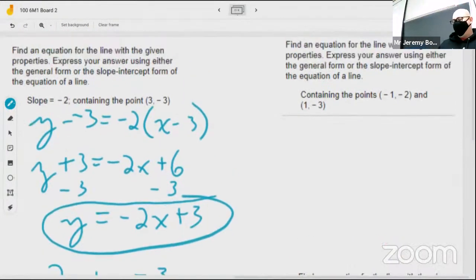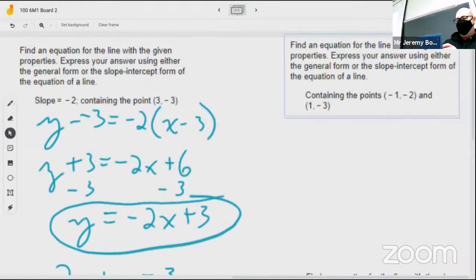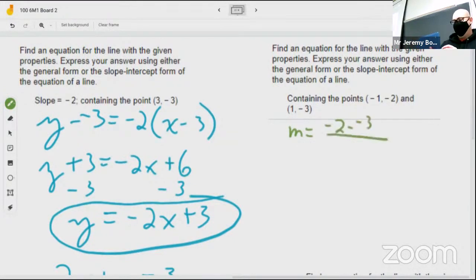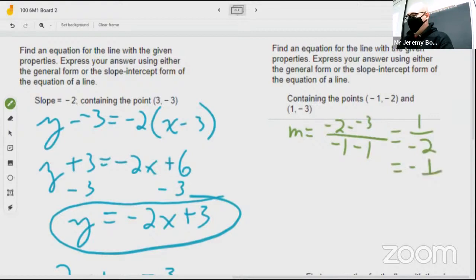All right, the second one, we're trying to find the equation. Here they give us 2 points, so they don't give us the slope. We're going to have to find the slope. The slope is going to be the change in y over the change in x. So let's do negative 2 minus a negative 3 over negative 1 minus 1. Remember, the numbers on top of each other have to come from the same point. So this is going to be negative 2 plus 3, which is positive 1. Negative 1 minus 1 is negative 2. So we end up with a slope of negative 1/2.